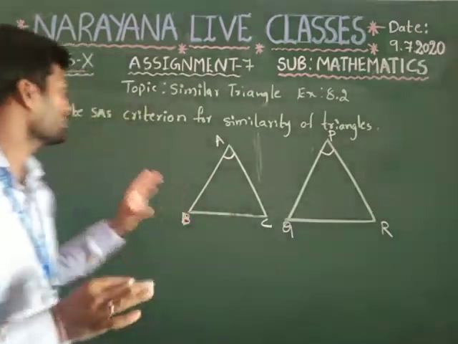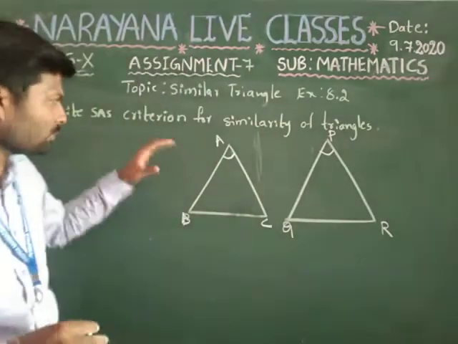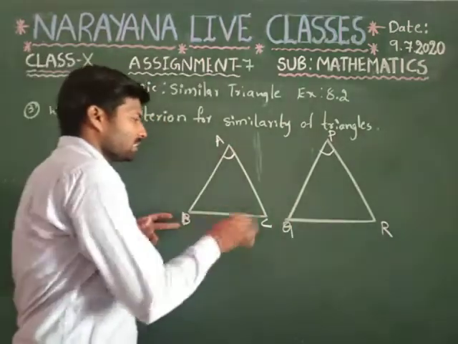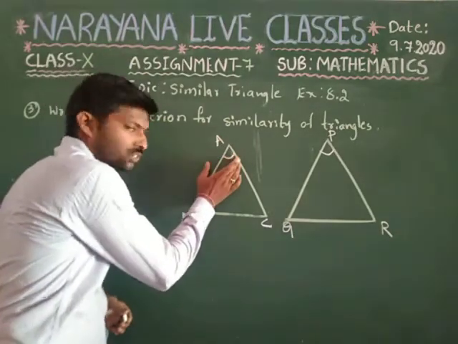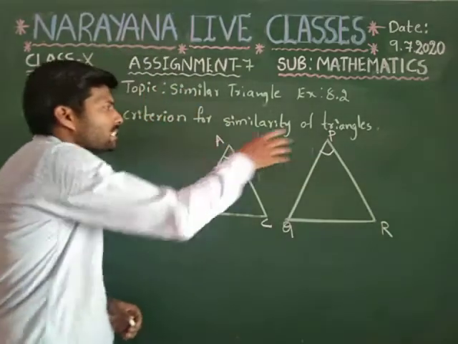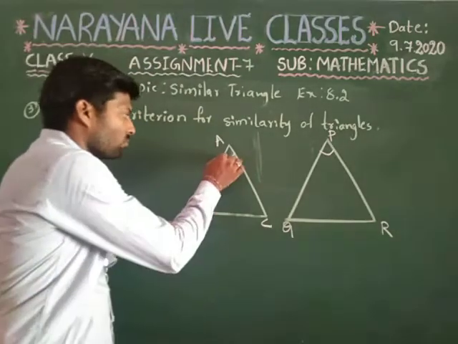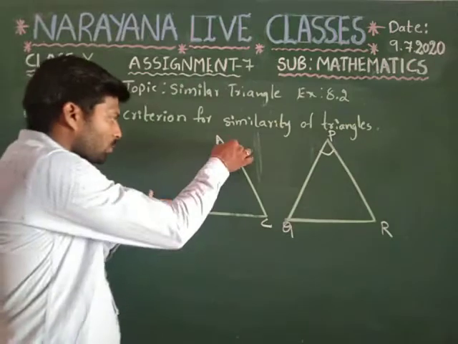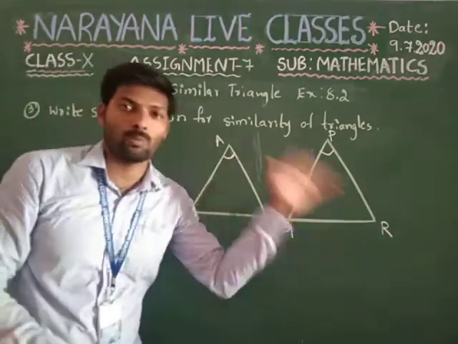Let us see the third question. Write the SAS criterion for similarity of triangles. I will explain based on the given two figures. In triangle ABC and triangle PQR, if one angle of the first triangle is equal to one angle of the second triangle, so angle A is equal to angle P, then their corresponding included sides are in the same proportion.